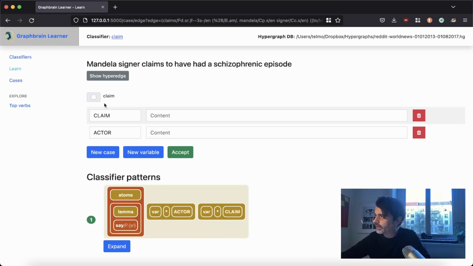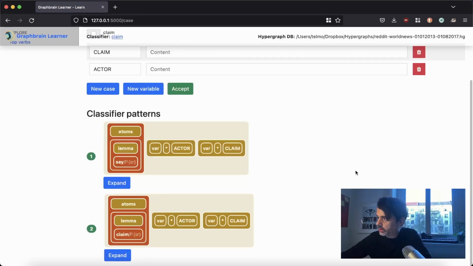So let's try it. Okay. So let's say that this is a claim, and we see that here we already have the placeholders for the variables that we specified before for this classifier. Mandela signer is the actor, and the claim is to have had a schizophrenic episode. Okay, let's do it, and let's see what happens. I'll accept it.